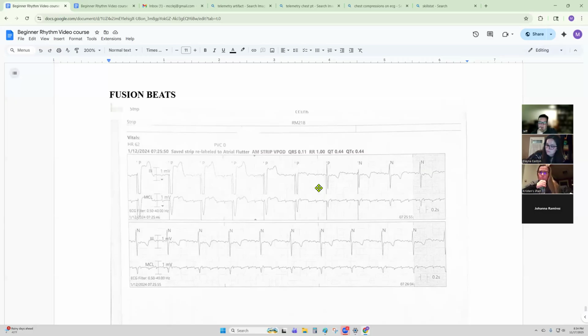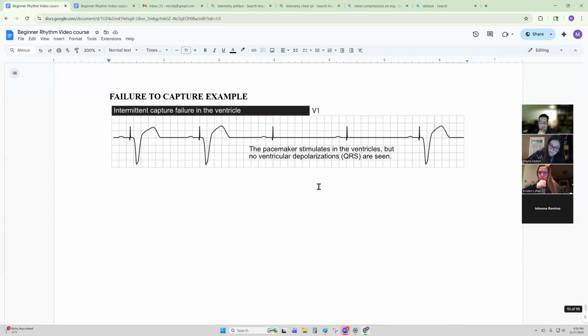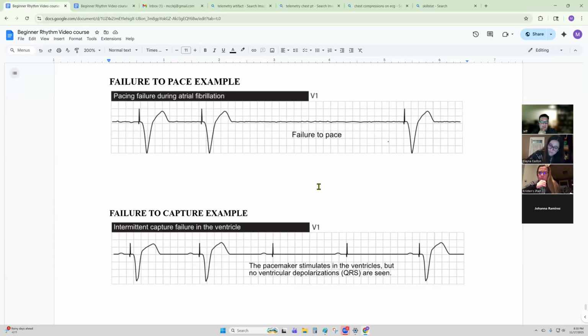And really, that's all I want to talk about with pacers: atrial, ventricle, and fusion beats, and failure to capture, and failure to pace. That's the main stuff that you really need to know and remember.